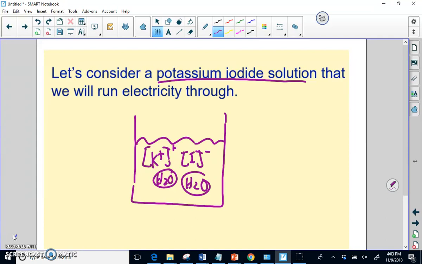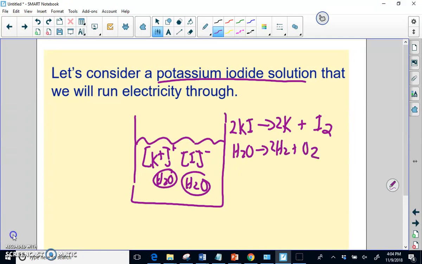Is the KI going to break up and form potassium solid and iodine, or are we going to break up the water? So our two possibilities for our reactions: we have KI, and we could form K solid plus iodine, and again we need to balance this. Or the other option is that we could break water into hydrogen gas and oxygen gas, and then we need to balance this. So the question is, which one of those reactions is going to occur?